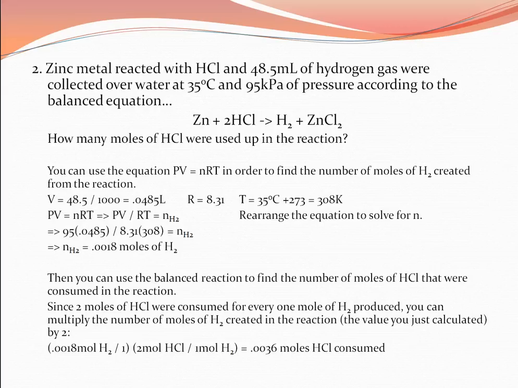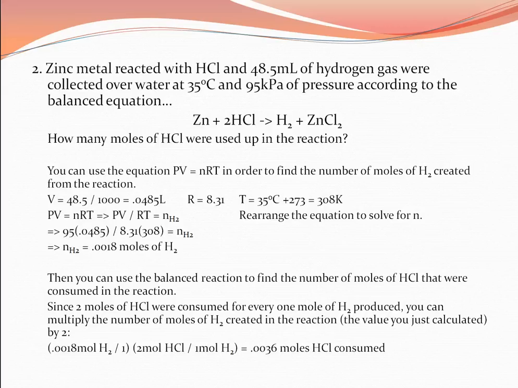You can use the equation PIVNERT in order to find the number of moles of H2 created from the reaction. The volume is 0.0485 liters since there are 1,000 milliliters in a liter. R is still constant at 8.31, and T is 308 K because you only need to add 273 to 35 degrees Celsius. So you can rearrange PIVNERT to get PV over RT equals n of H2. And then just plug in the values. So 95 times 0.048 over 8.31 times 308 equals 0.018 moles of hydrogen.